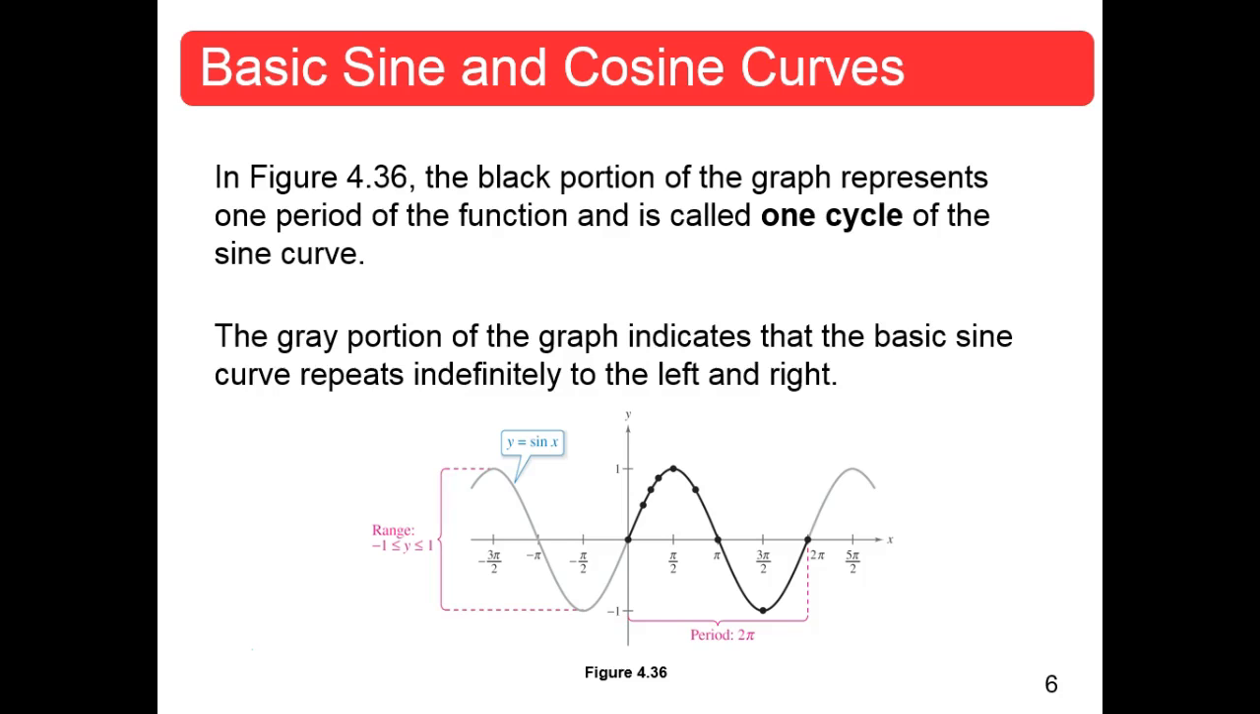Sine of 0 is 0. Sine of pi halves is 1. Sine of pi is 0. Sine of 3 halves pi is negative 1. And sine of 2 pi is 0 again. You go through one cycle, and that's 0 to 2 pi. That's called one period. 0 to 2 pi for your sine function.